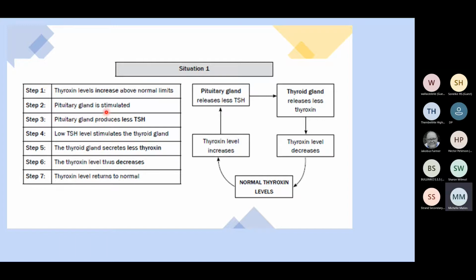Hypophysis is stimulated. Pituitary gland or hypophysis, less TSH. Grade 12, look at the keywords. Above normal, less TSH. Thyroid gland, less thyroxine. Thyroxine levels go back to normal.